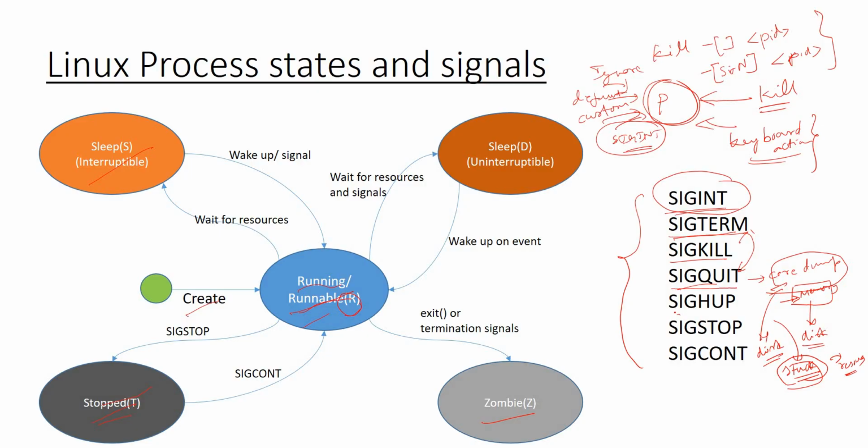The next signal is SIGHUP. Generally, this signal will be used to send a signal to all the child processes of a terminal session. For example, we have a terminal session. That means we are connected to a terminal, and if we have a lot of child processes running on this terminal session, and we try to exit this terminal session, then this signal will be sent to all the child processes which are running in the terminal session.